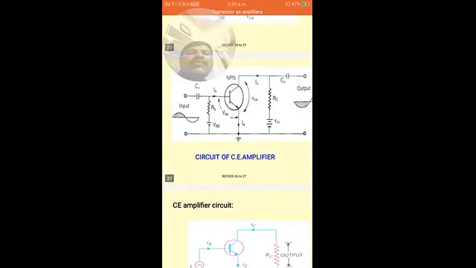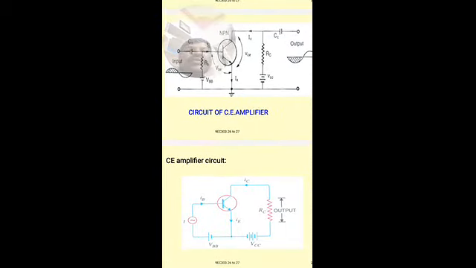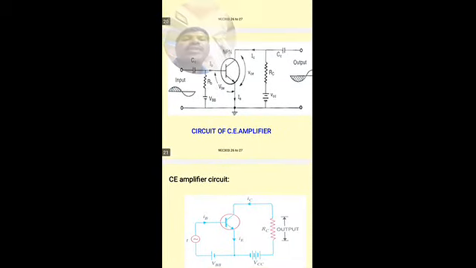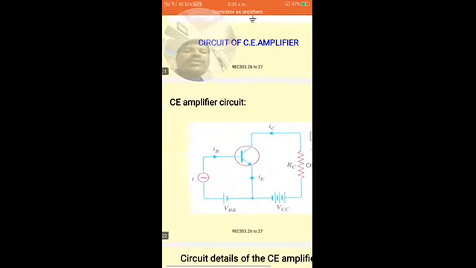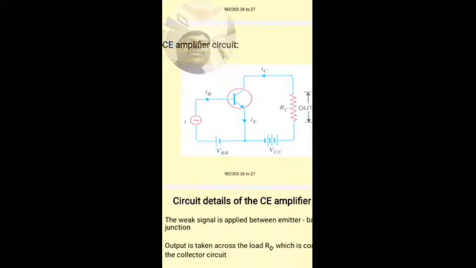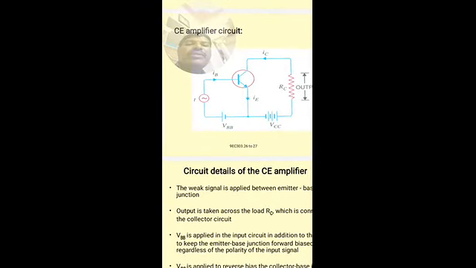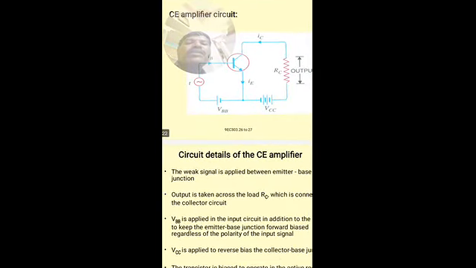Circuit of CE amplifier. The emitter terminal here is made common between the base and collector, so it is called a common emitter configuration. Because the CE amplifier is widely used, we are going to discuss how the transistor works as an amplifier by considering the CE configuration.